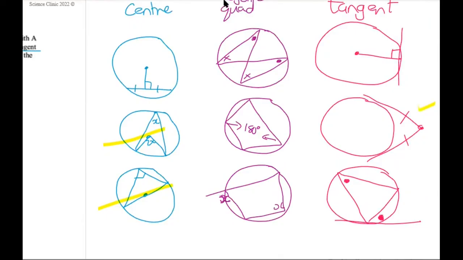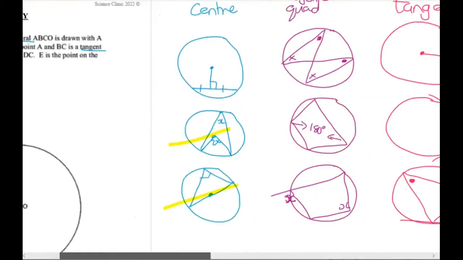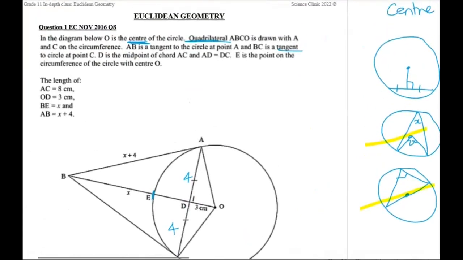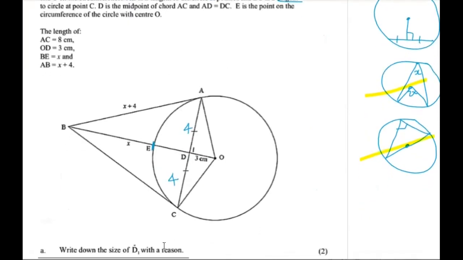We could use this one. We've got an angle between the tangent and the chord, but do we have a tangent and a radius? Yes, we do. So all of our tangent theorems could still get used. D is the midpoint. We've already mentioned that. E is the point on the circumference of circle with center O. So E is just saying it is a point on the circumference.